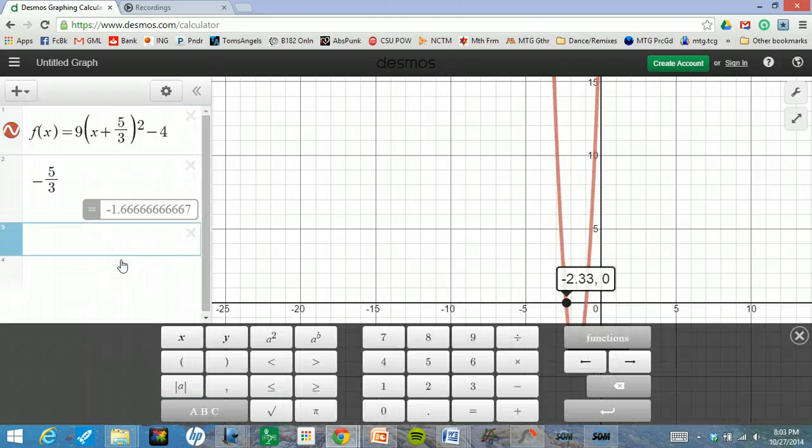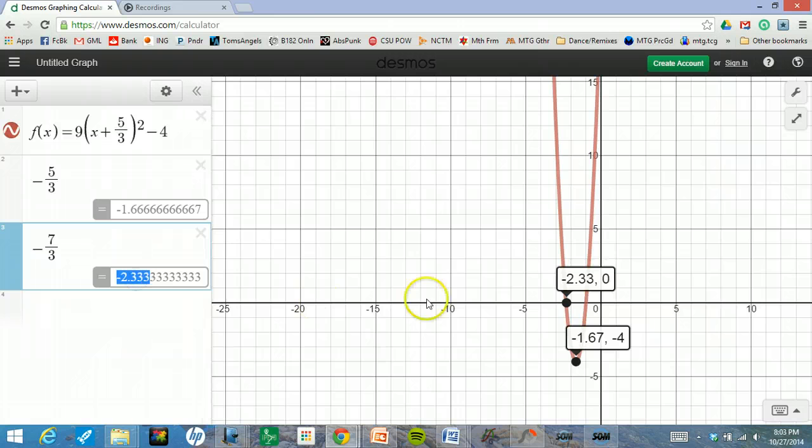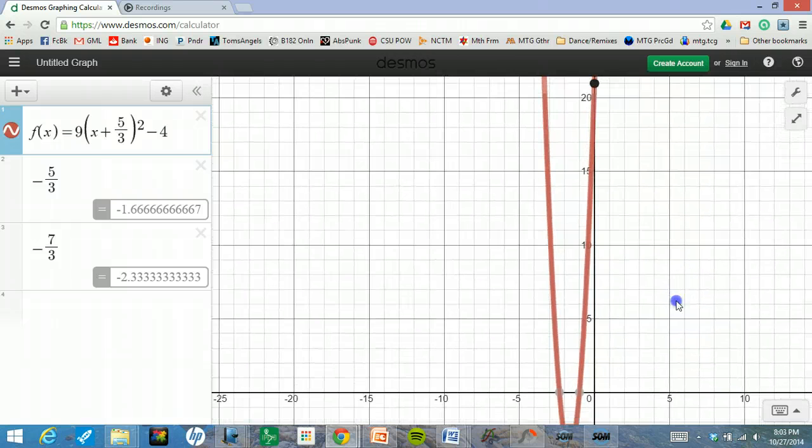Remember, our other 0 was as a fraction negative 7/3, and if you have the calculator do the work out, there it is again, negative 2.3 repeating, so our work does check. And if you remember, our y-intercept was 21, which there it is.